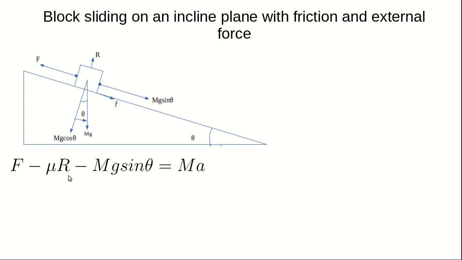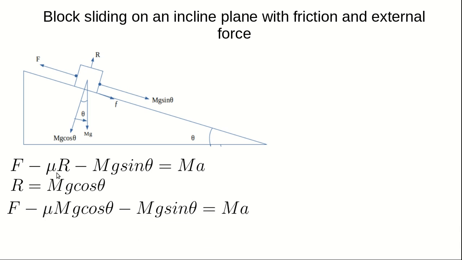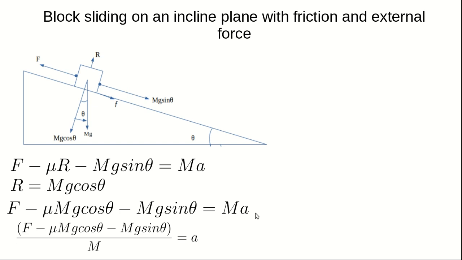But we already know our R equals what? mg cos theta. We can decide to substitute that, or depending on what we want to look at, maybe make F the subject of the formula, depending on what you are looking for. So R equals mg cos theta, then F minus mu mg cos theta minus mg sin theta equals ma. From here we can make a the subject of the formula, and that gives us a equals F minus this, divided by m. So this is the acceleration for this system.